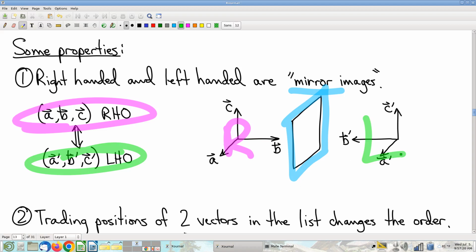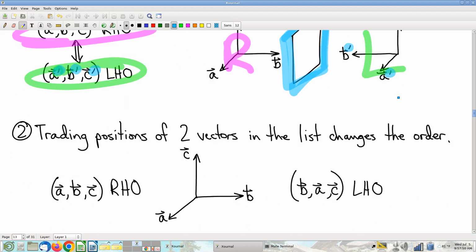Nice little convenient demo here, right? Little hand gesture demonstration, proof by hand waving. Sometimes works. Yes? Could you explain the notation, like the apostrophes on the left-handed ordering? Oh yeah, the little primes here. The primes are supposed to indicate that these are the reflected vectors. The prime is what happens when you reflect through the plane. Yeah. Okay, so mirror images, just like clockwise, counterclockwise.